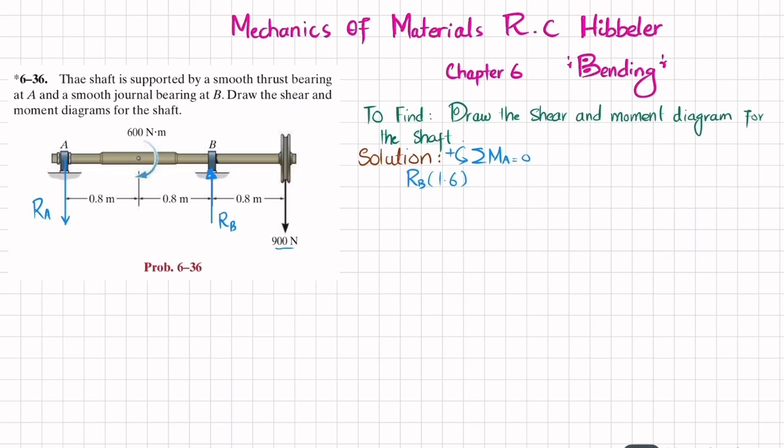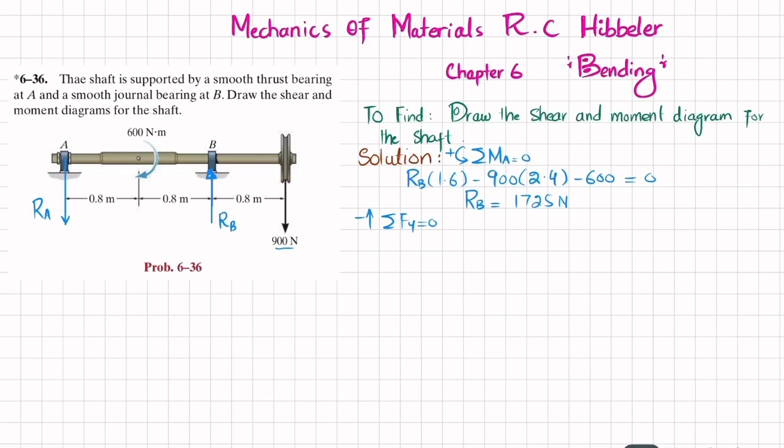The second moment will be due to this 900 Newton load, and the perpendicular distance is this 2.4, and this is clockwise, so it will be negative. So I will write minus 900 into 2.4, and the third moment is this 600 Newton meter, that is clockwise, so that is minus 600, and their sum must be equal to 0. So when you solve this, you will get RB equal to 1725 Newton.